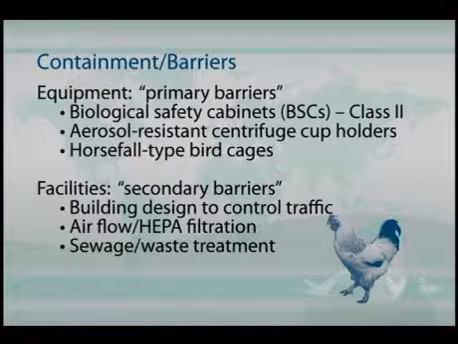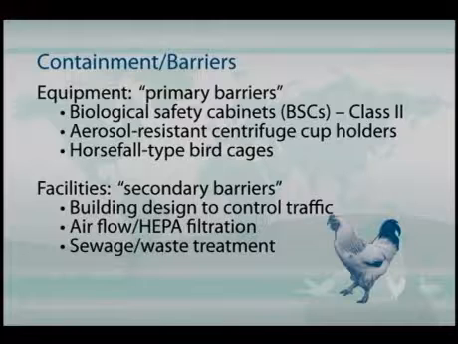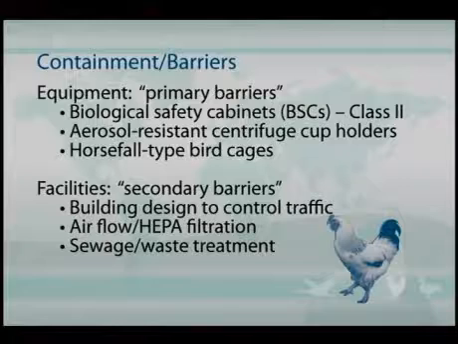In other words, we can use biological safety cabinets, or BSCs as we abbreviate them. Class 2 are usually acceptable for use with the highly pathogenic avian influenza virus. I will show you an example of that in just a moment. But also such things as centrifuge holders that have covers on them, so that they can restrict the creation of aerosols should a vial break in the centrifuge while it's running. And also the cages that are used to house birds could be considered a primary barrier to contain these infectious agents.